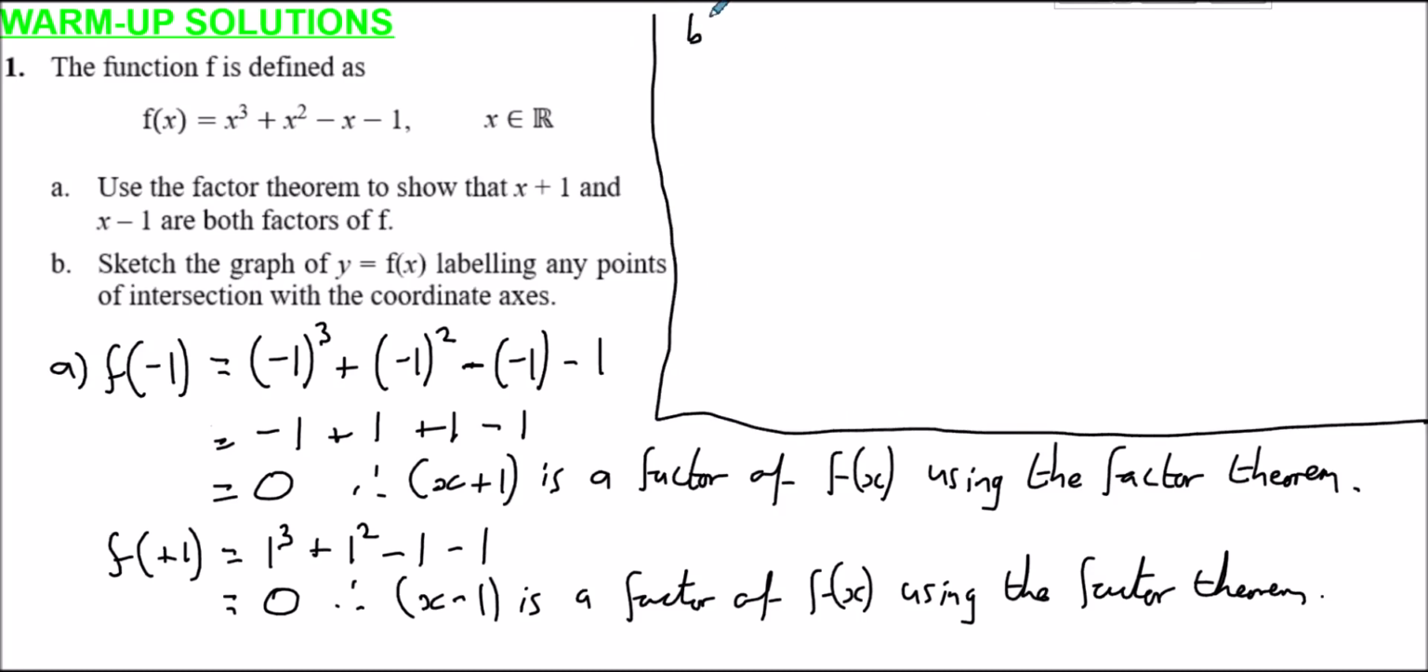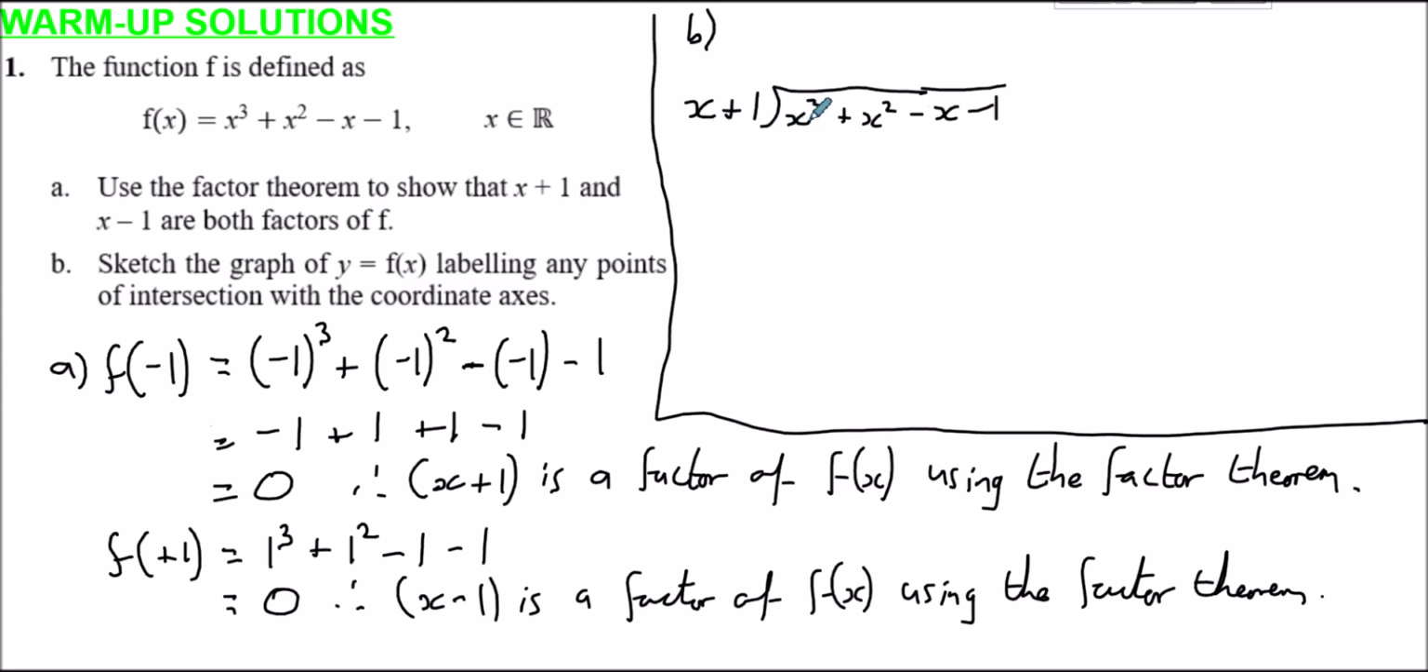So for part B, what we could do is divide this function by one of these factors. I'm just going to plump for trying x plus 1. So we're going to divide x cubed plus x squared minus x minus 1 by one of the factors we've proven, which is x plus 1. This will give us no remainder because it's a factor of this.